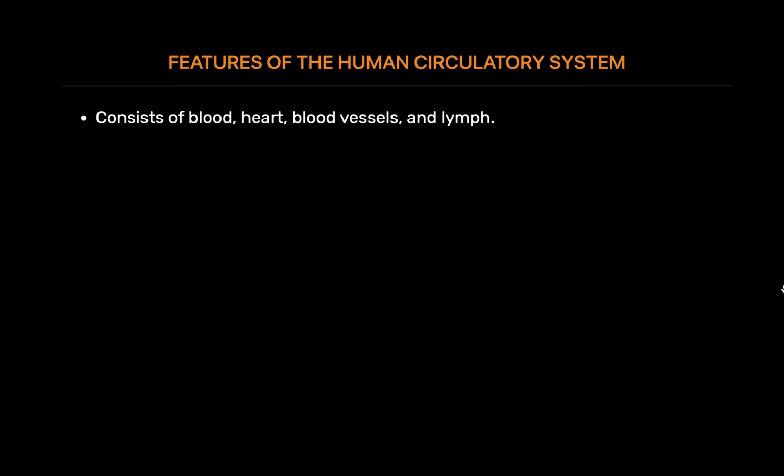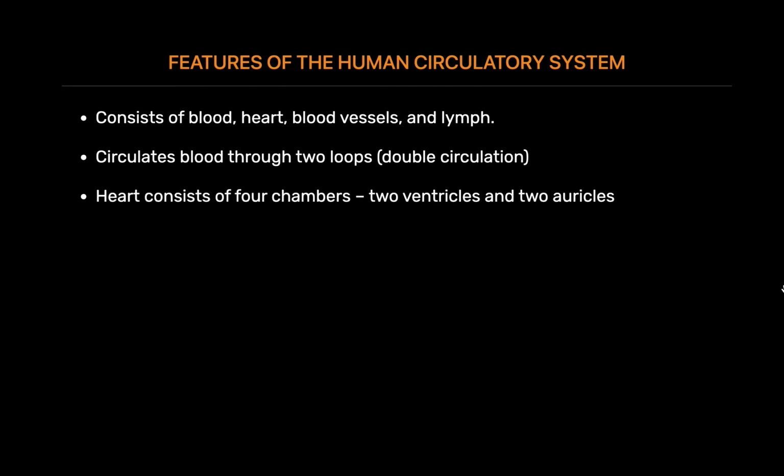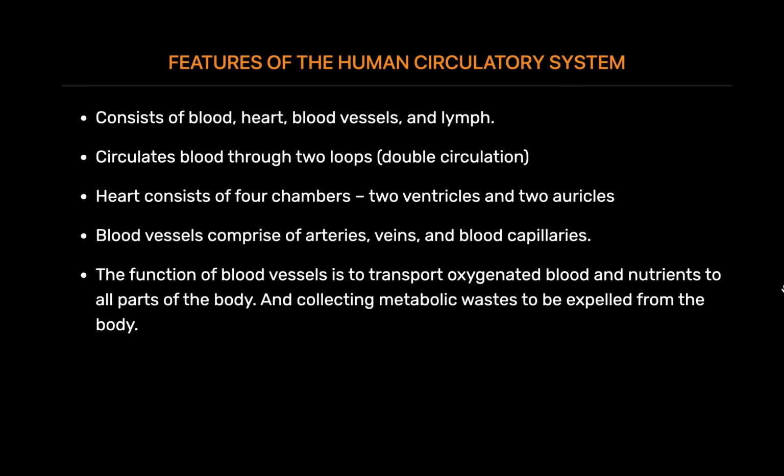Features of the human circulatory system. It consists of blood, heart, blood vessels, and lymph. It circulates blood through two loops, which is known as double circulation. Human heart consists of 4 chambers, 2 ventricles and 2 auricles. Blood vessels comprise of arteries, veins, and blood capillaries. The function of blood vessels is to transport oxygenated blood and nutrients to all parts of the body, and collect metabolic wastes to be expelled from the body.